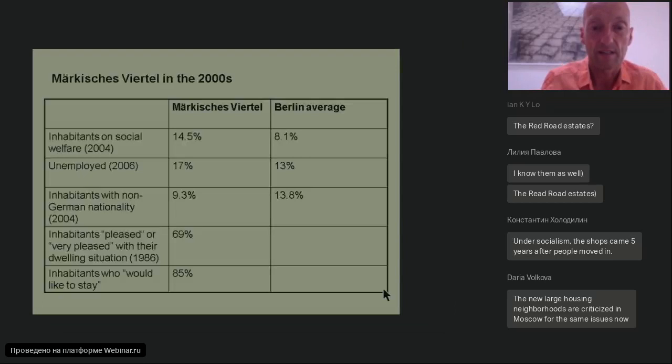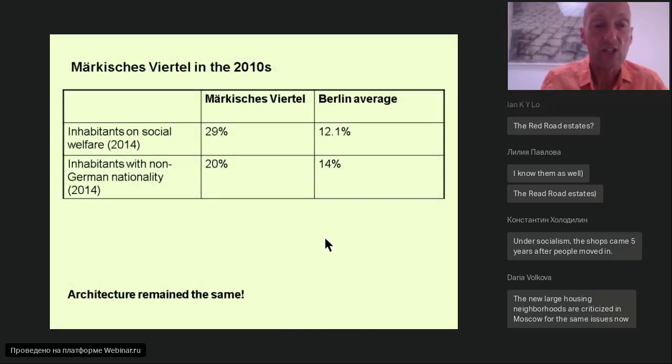10 years later, because if you look at the indicators now, actually the percentage of inhabitants on social welfare has increased, and the percentage of inhabitants with an immigrant background has also increased. So you see that there is a concentration of immigrants and social welfare recipients. But also you can see that at some level or at many levels, the social composition is now worse than it was in the 1970s. Because in the 1970s, the number of inhabitants on social welfare was much lower. But the reputation now is much better.